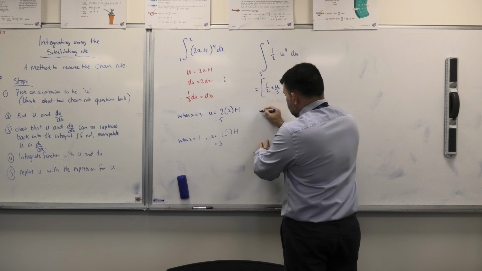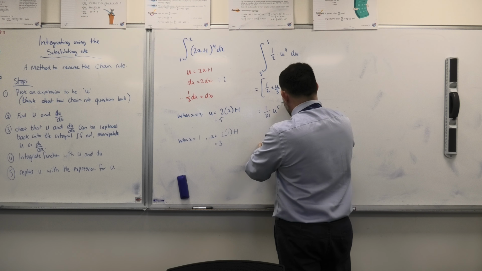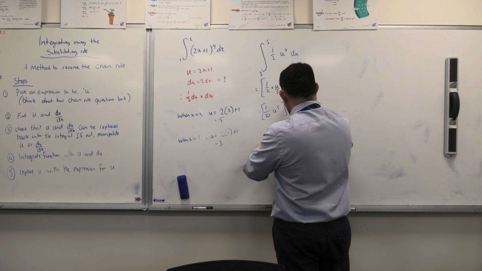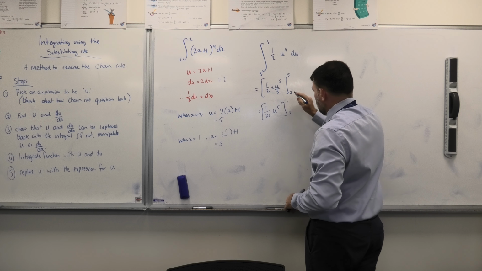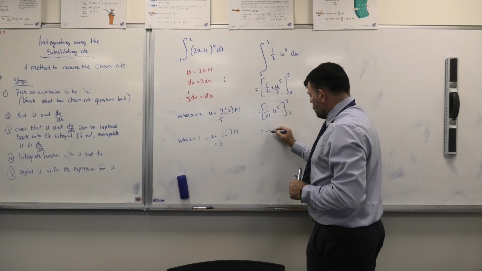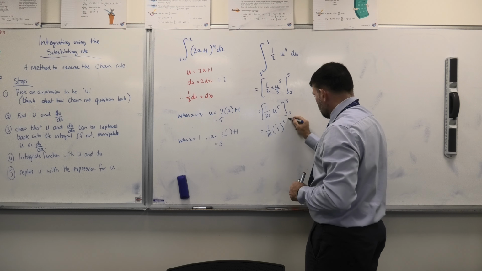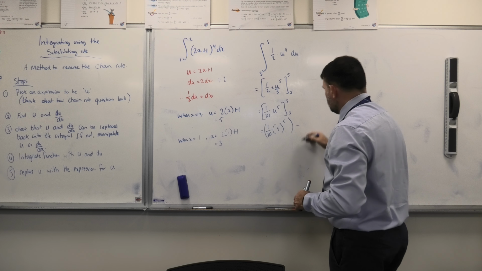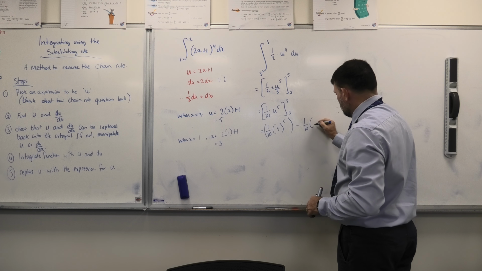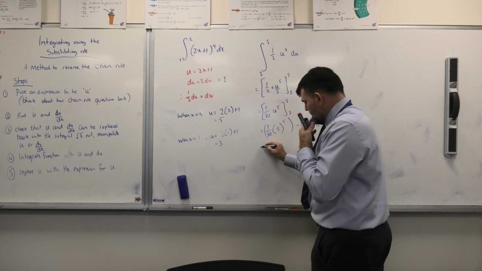Let's simplify this. This here will be the same as 1/10 u to the power of 5, between 5 and 3. So we get 1 over 10, replace the u with 5, minus 1 over 10, replace the u with 3, and we get our answers.